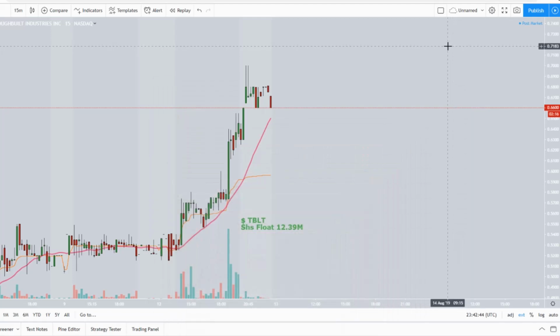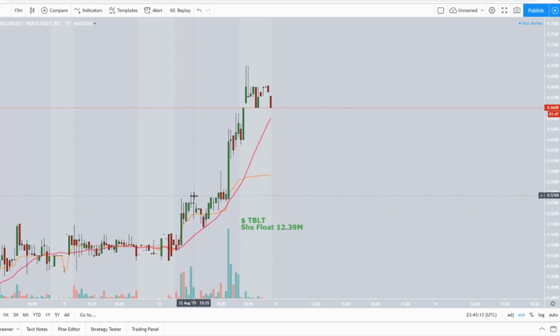Today we're going to be going over TBLT, and the stock ticker. We'll be going over the 15-minute chart here. As we can see in pre-market, this shaded area towards the market open, there was some little action here. It did manage to break above the VWAP, and we can see that it ran from about 53 cents all the way up to 65.50 today. So definitely a good extended move here.